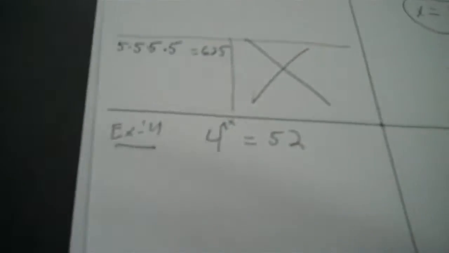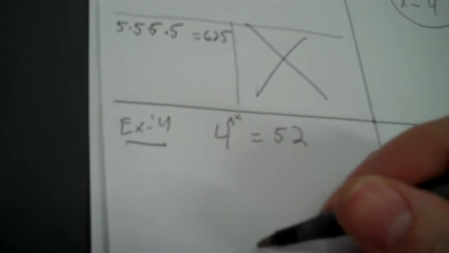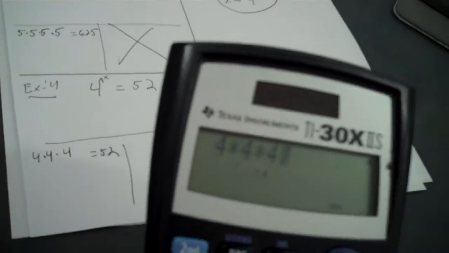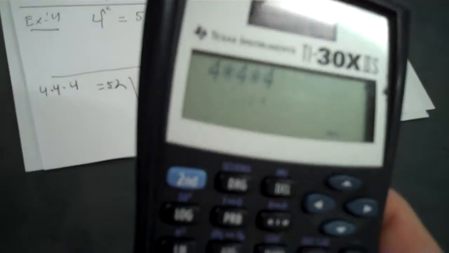Okay. Next problem. Solving for the x. Okay, so first let's try to multiply 4s till we maybe get a product of 52. So 1, 2, that's 16. What's 4 times 4 times 4? Or 4 to the third power if you want to shorten what you have to type in. 4 power 3. Okay. Okay, that isn't going to work then because 64 is too high. Okay, so it's somewhere, it's a decimal.